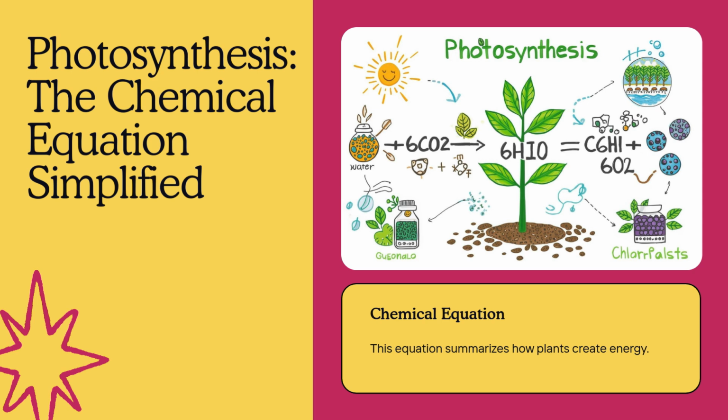The chemical equation. The simplified equation for photosynthesis is 6CO2 + 6H2O + light energy → C6H12O6 + 6O2. What each part means.